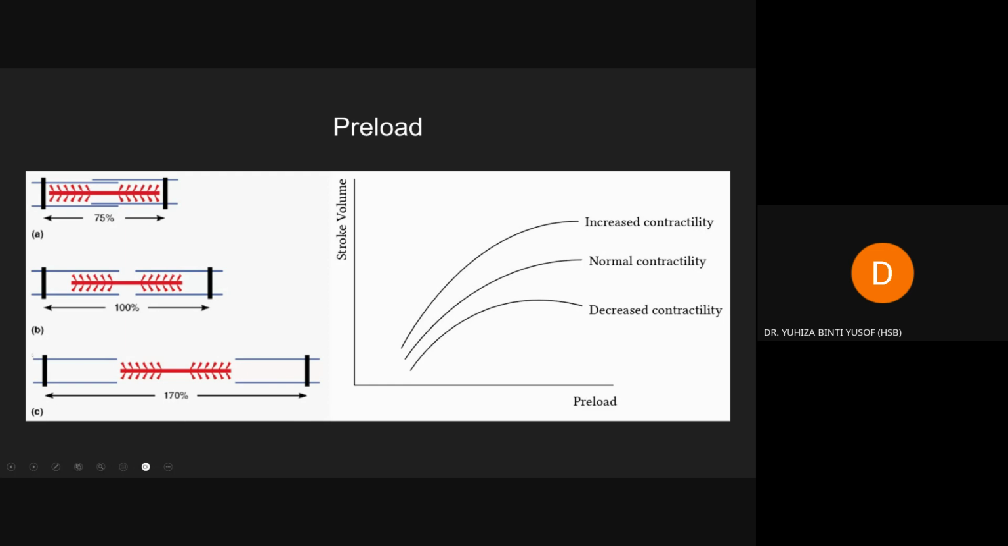So this is the phenomenon that underlies the graph called the Frank-Starling law for the right ventricle. If you add volume, they can shift to the right side of the curve. But if you give too much, they can start to drop.